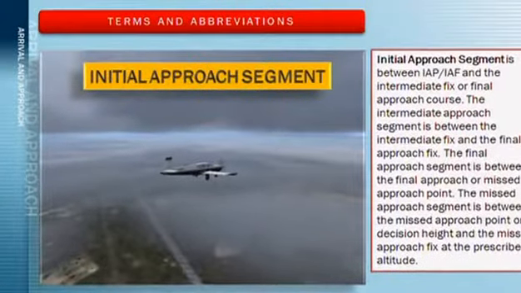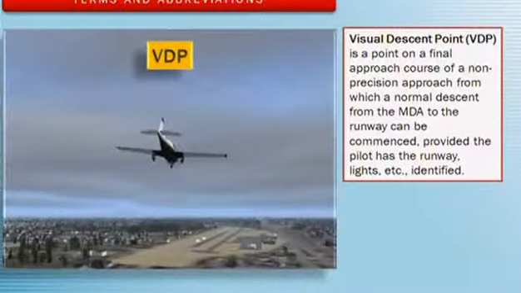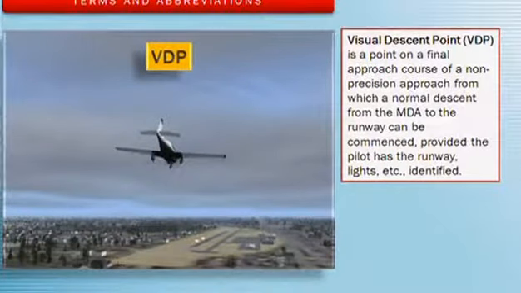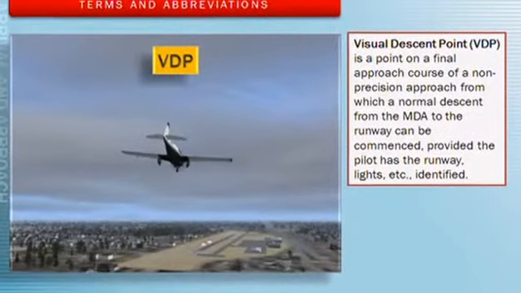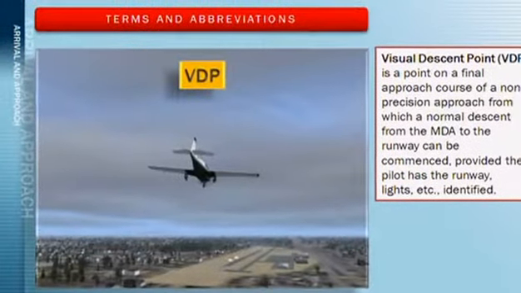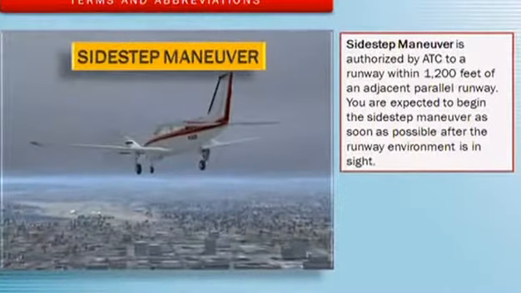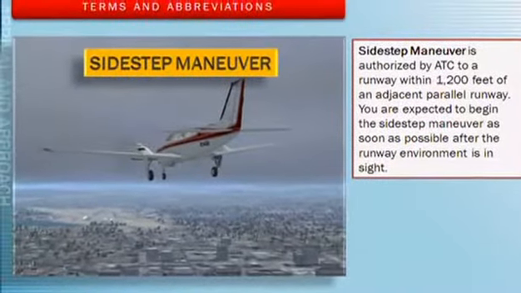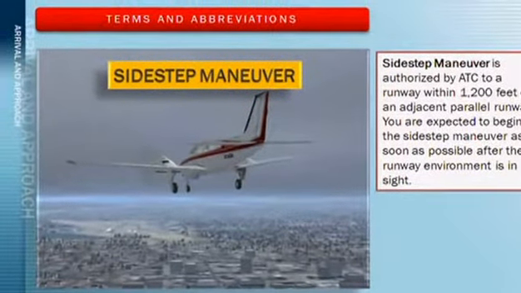A VDP is a point on a final approach course of a non-precision approach from which a normal descent from the MDA to the runway can be commenced, provided the pilot has the runway, lights, and landing environment properly identified. A sidestep maneuver is authorized by ATC to a runway within 1,200 feet of an adjacent parallel runway. You are expected to begin the sidestep maneuvers as soon as possible after the runway environment is in sight.